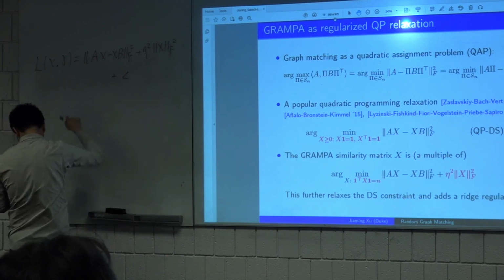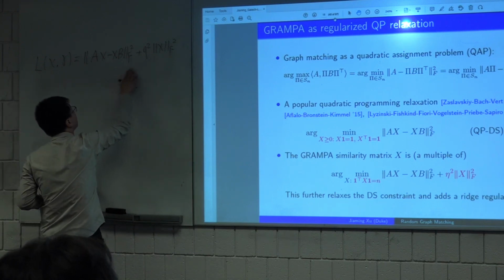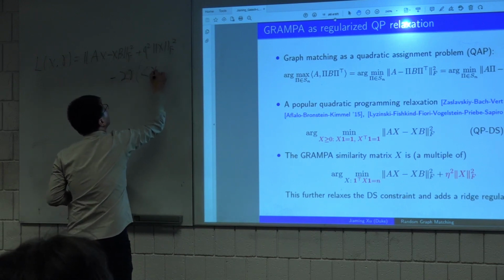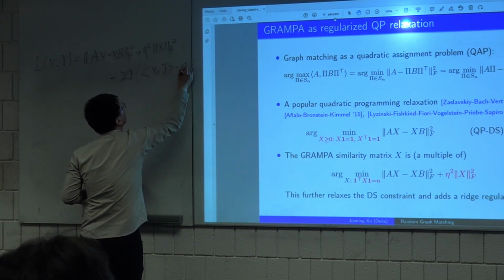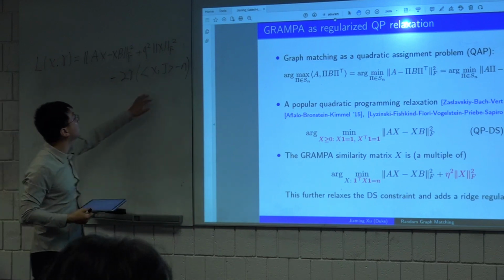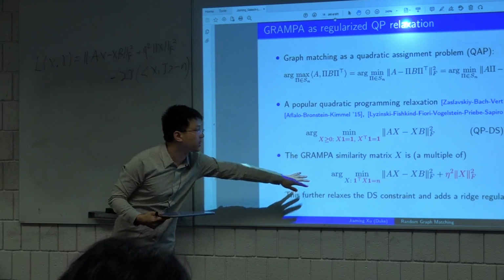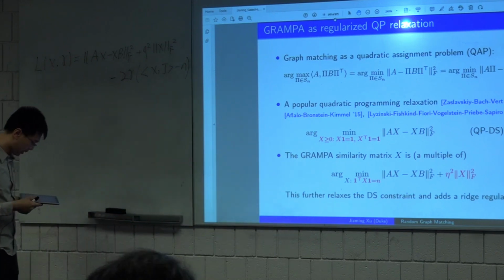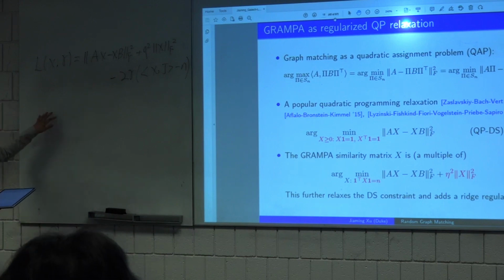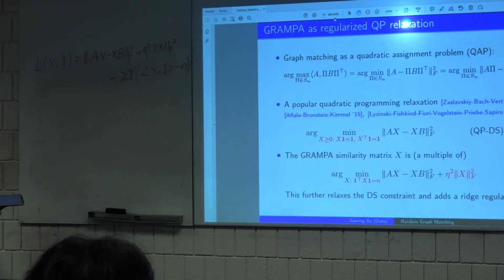So this gamma is actually the dual variable. Let me write it in this form. This is just the sum of all the entries of X, and it's equal to n. So that's my constraint, right? I'm going to put it in my objective. Then I can just differentiate this Lagrangian and try to find the optimal solution.